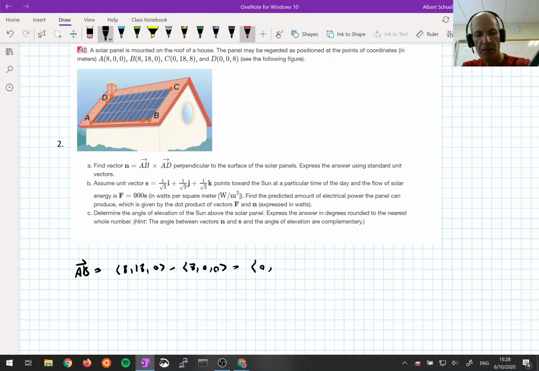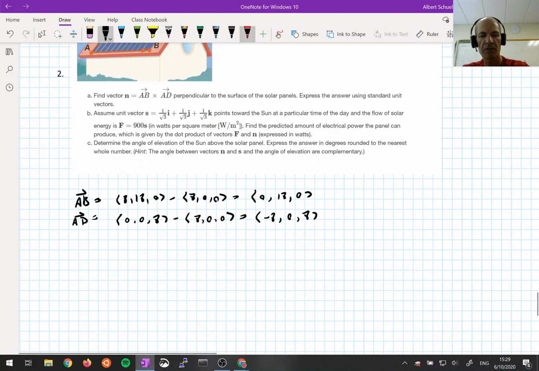Eight minus 8 is 0, 18 minus 0 is 18, and 0 minus 0 is 0. So AB is that vector. And let's find AD. We want the point D, which is 0, 0, 8, and we want to subtract the point A, which is 8, 0, 0. And we get negative 8, 0, and 8.